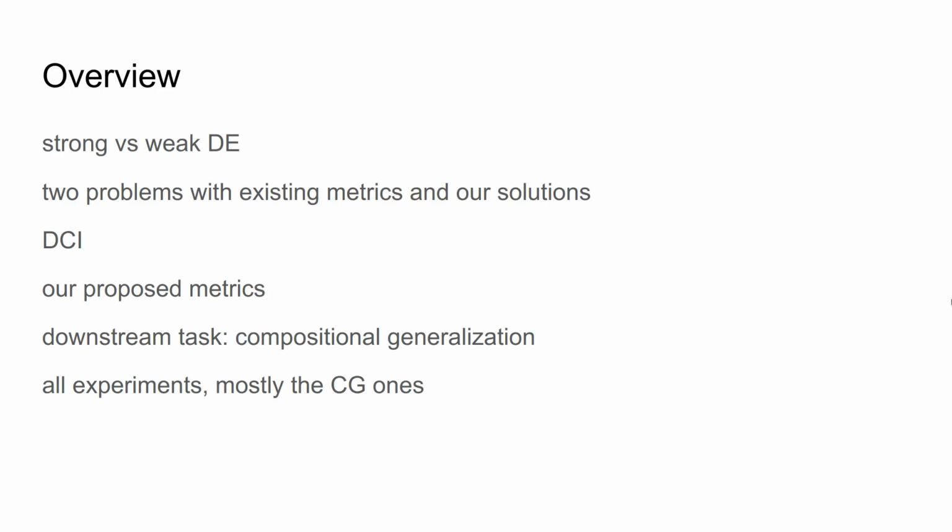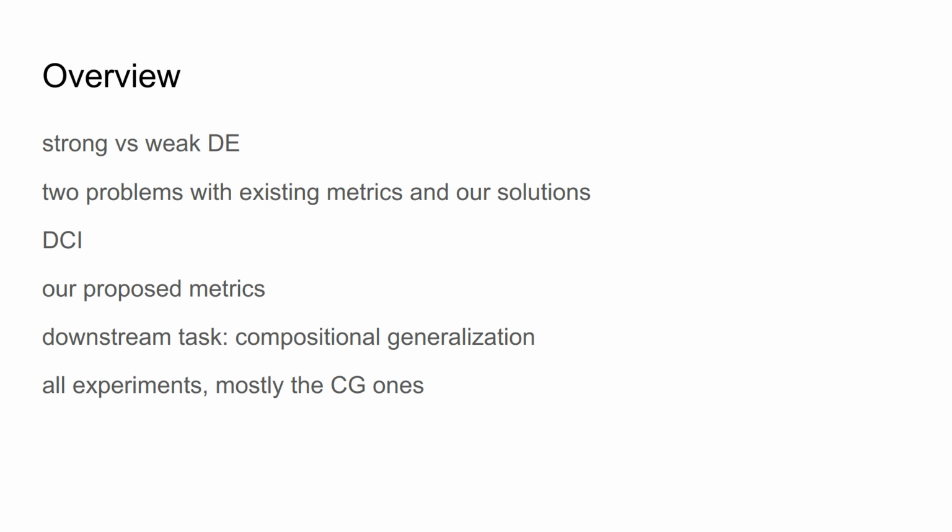In this talk, I'm going to first outline a difference articulated in the paper between what I call strong and weak disentanglement. Then I'll describe the two problems we identify with existing metrics and how we propose to avoid those problems. DCI, which is a particular metric, will get a short discussion of its own because it doesn't exactly fit into those two problems, but it has another problem.